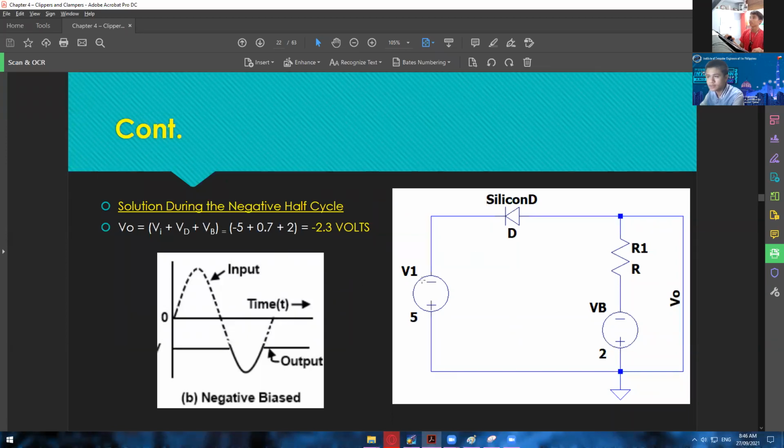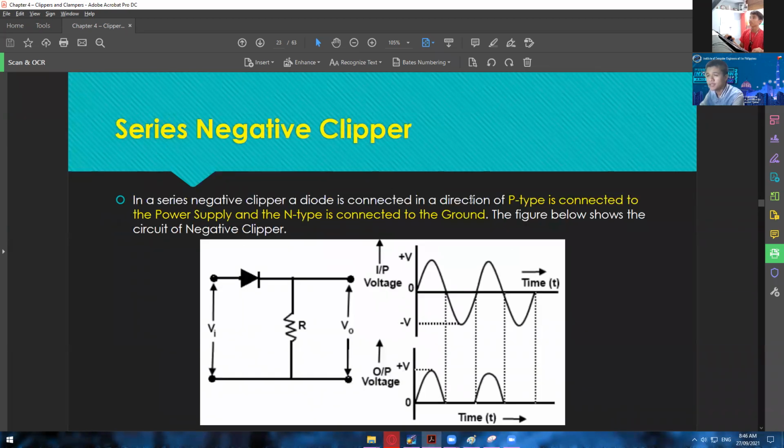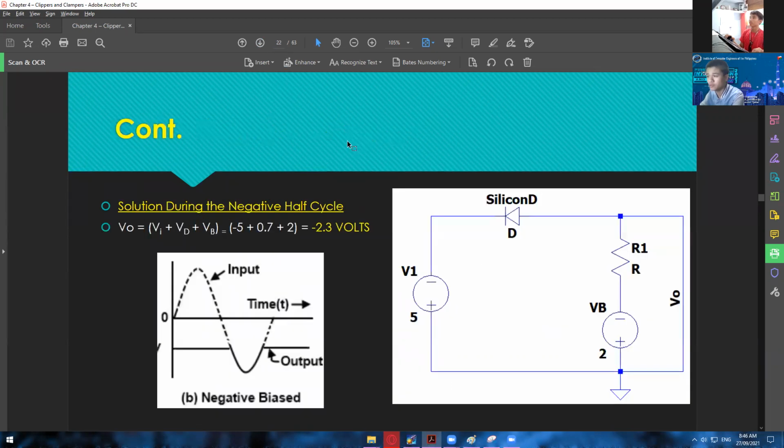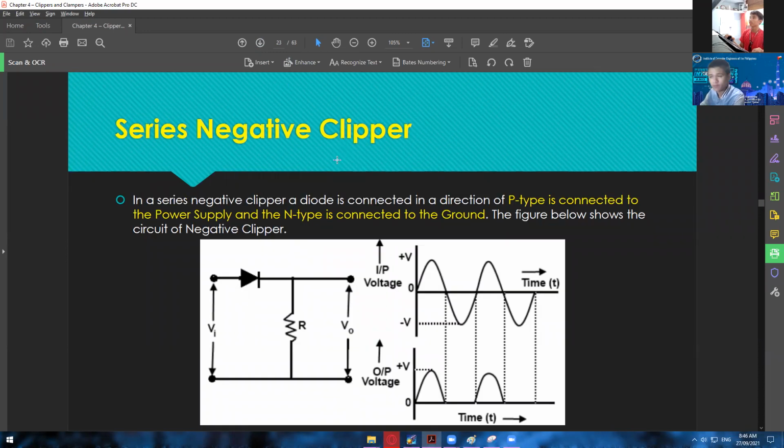Okay, great. Again, if ever you have a question, just let me know. Let's now move on to the series negative clipper. Whatever you have learned from slide 1 to slide 22, just reverse that. In this following slide, it simply clips the negative side instead of the positive side. That is why it's called series negative clipper. We have a reading in the positive cycle, but in the negative half cycle, it was completely clipped.